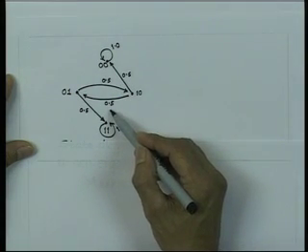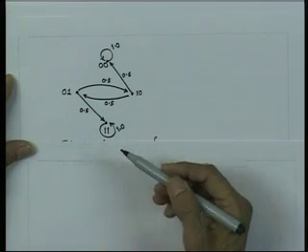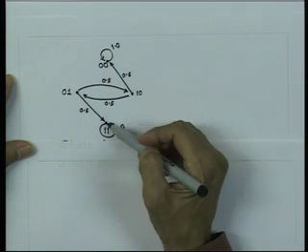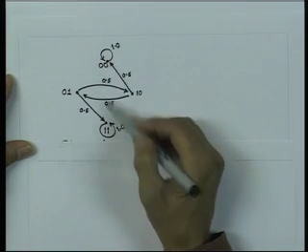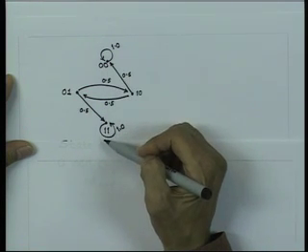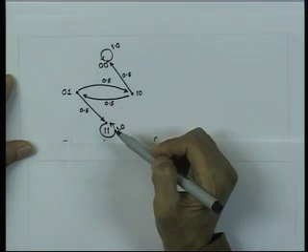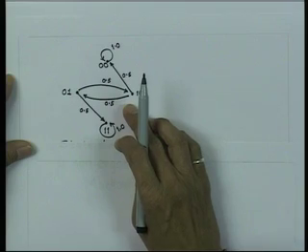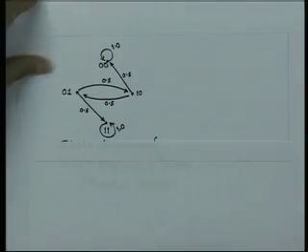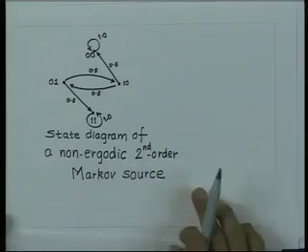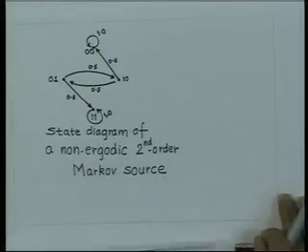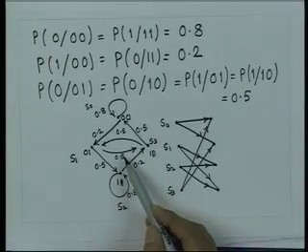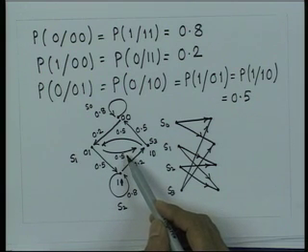So, what is the difference between this source and the earlier source which we saw? We find that in this source, once I am in this state or this state, it is not possible for me to come out of these states, whereas that was not true in the previous case. Technically we would say that this is the state diagram of a non-ergodic second order Markov source, whereas this state diagram is for a second order Markov source, but this is ergodic.